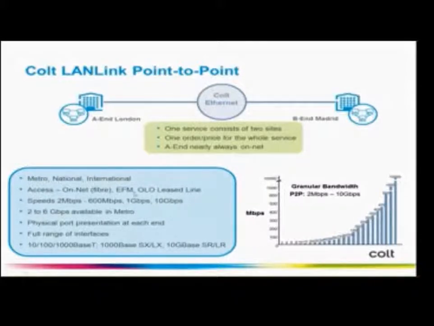And also, as already said, on-net, EFM, all leased line, speeds up to 10 gig. In the metro with the new platform, 2 to 6 gig, of course. Presentation is possible depending on the service, of course, with normal electrical 10, 100, and 1000 BASE-T RJ45 connector. You certainly know that. Every computer has that, or every router at home you have.